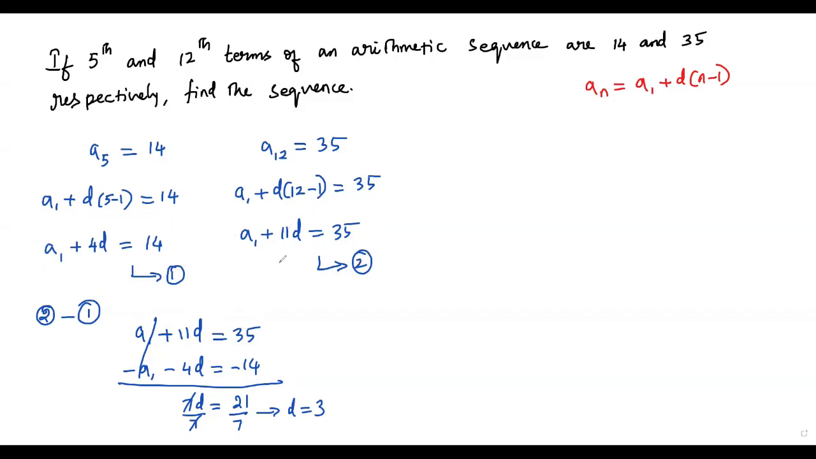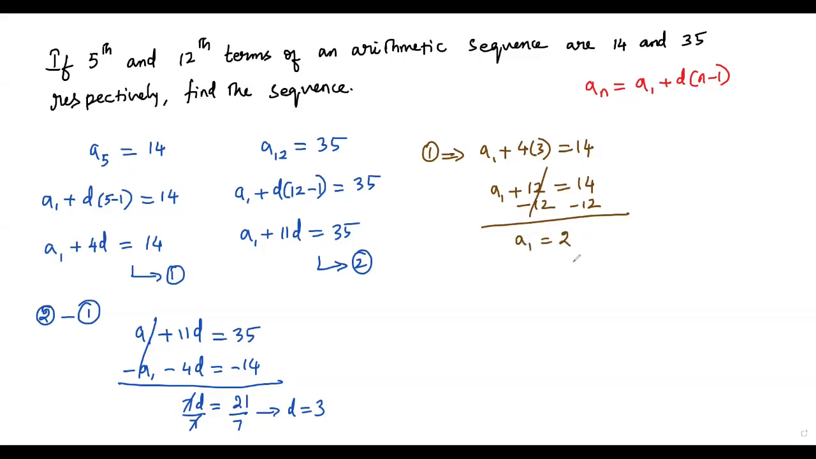We can plug D equals 3 into the first equation. So I get A1 + 4 times 3 equals 14. A1 + 4 times 3 is 12, so A1 + 12 equals 14. To solve for A1, I have to get rid of this positive 12, so I subtract 12 from both sides. The positive 12 and negative 12 cancel out, and I get A1 is equal to 14 minus 12, which is just 2. Now I have the value of A1 and also the common difference D, which is 3.